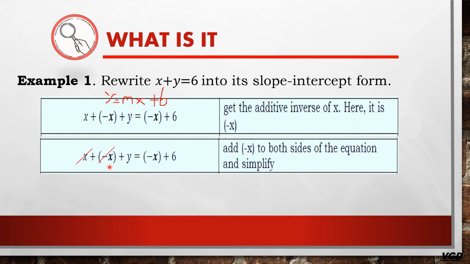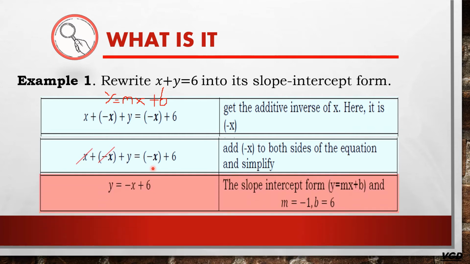Because x plus negative x is equal to 0, mahibilin is y is equal to negative x plus 6. Therefore, the slope-intercept form, which is y equals mx plus b, of x plus y equals 6 is y is equal to negative x plus 6, in which our slope or our m is negative 1 and our y-intercept is positive 6. So I hope it is clear.